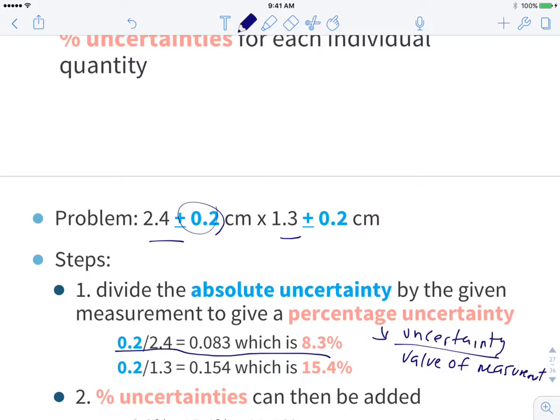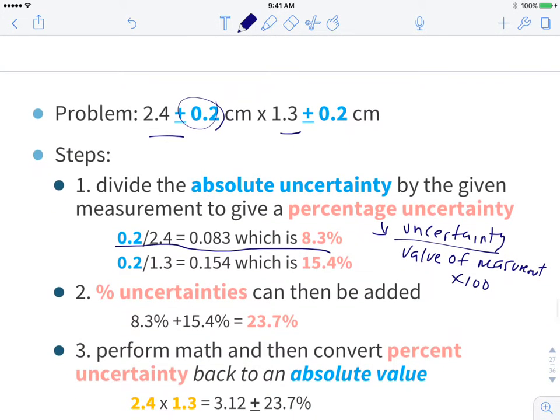And then I would times that by 100. And I would do that for the other value too, for the 1.3. So now I have my 2% values here. So I have this percentage and this percentage. So what do I do with those percentages? Well, the second step is to add them up. So my total percentage is 23.7.